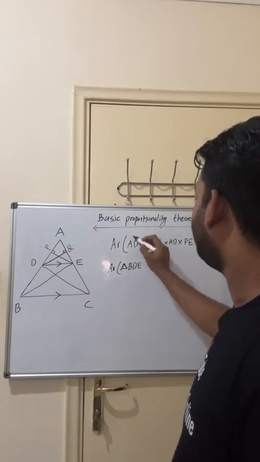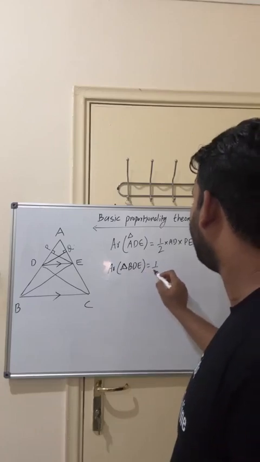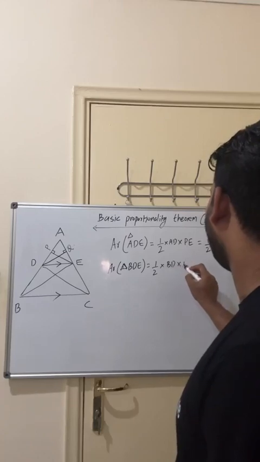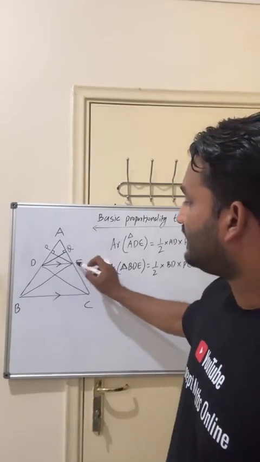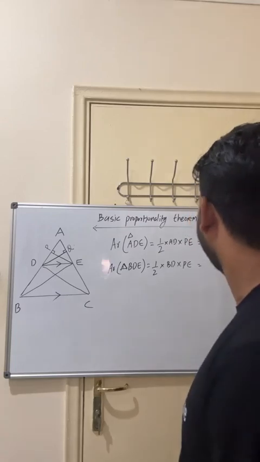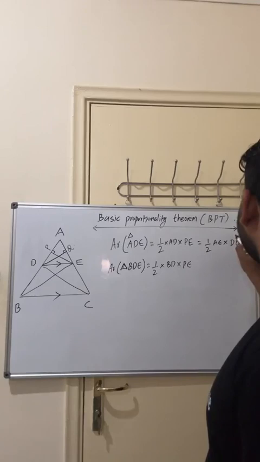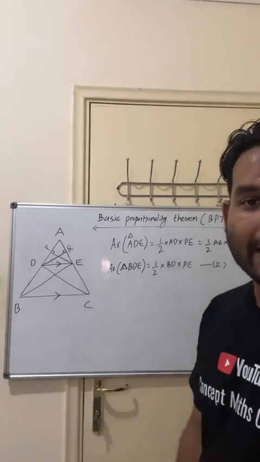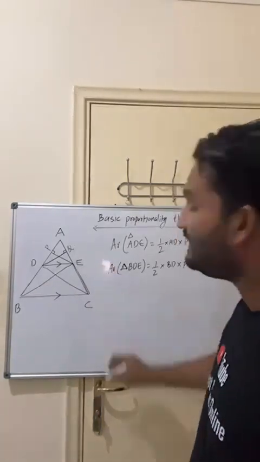Previously we did the area of triangle ADE. Now the area of BDE you can write as half into the base BD, and the altitude is the same, because the altitude for triangle ADE is PE and the altitude of triangle BDE is also PE. So this is another equation. So we have got equation 1 and equation 2. Now you can make another area equation for the triangle with base CE.